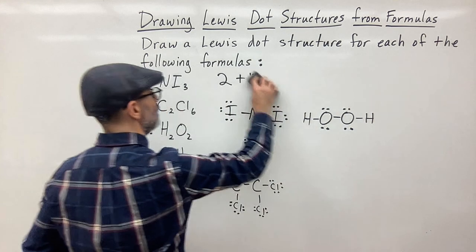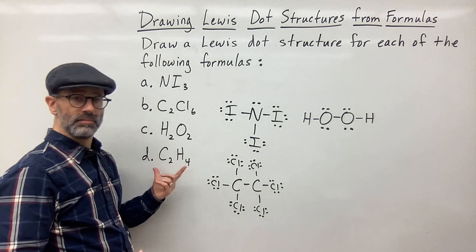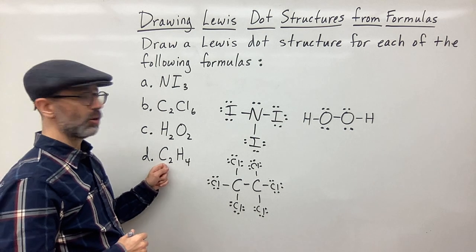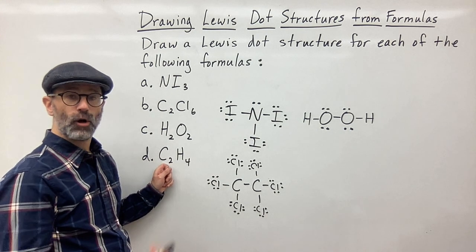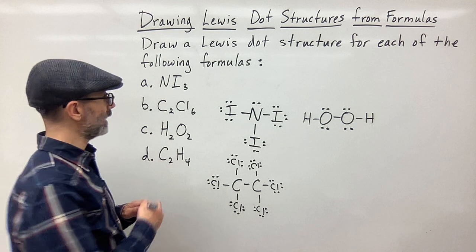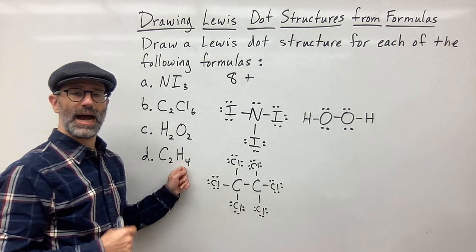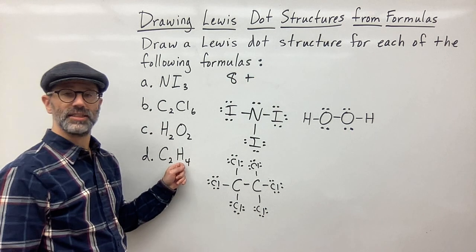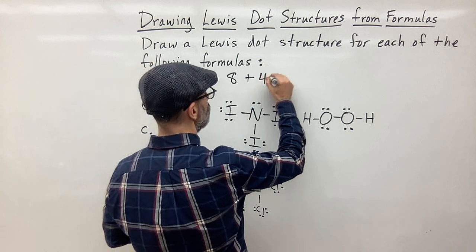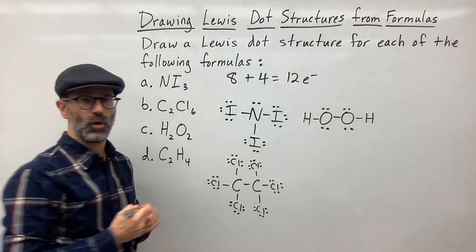And then finally, we have C2H4. So again, we've got to look at adding the valence electrons together. So here I have carbon, which is in group 4, as I said earlier. So 4 valence electrons, 4 times 2 is 8. So that's going to be 8 plus, and here I have 4 hydrogen. Each hydrogen is in group 1, that's 1 valence electron. So 1 times 4 is 4. And so I add those together and I get 12 electrons total. So that's step 1 done.